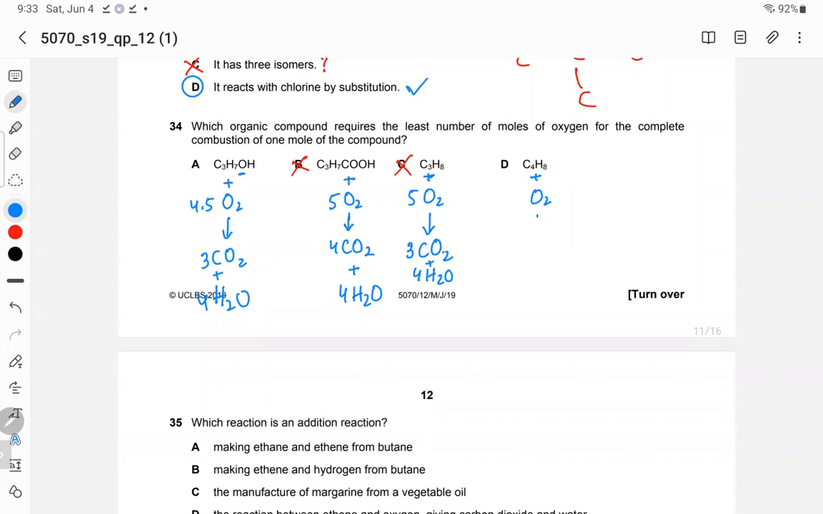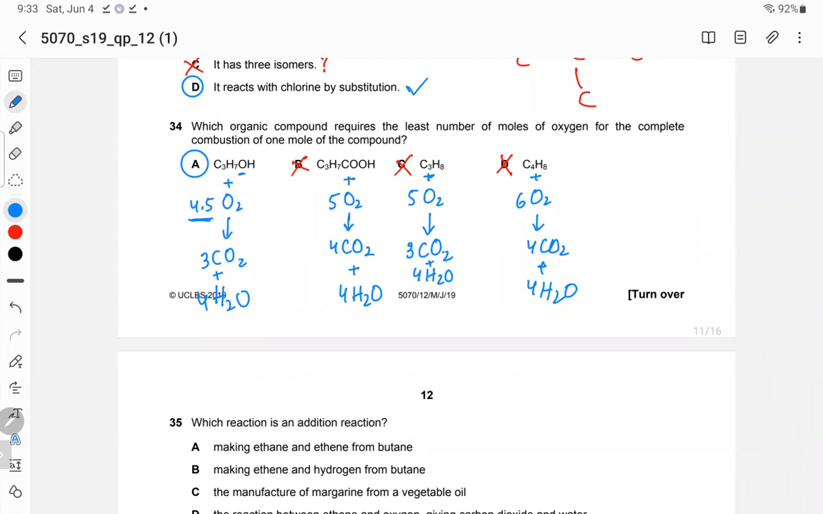Yes, sir. With oxygen, we will get 4 carbon dioxide and 4 water. So 4 to the 8, 8 plus 4, 12. So 6 over here. It has even more than 5 oxygen used. So D goes wrong as well. So A is our correct answer because it needs the least number of oxygen. Yes, Shafi, is it understandable to you as well? Yes, sir.